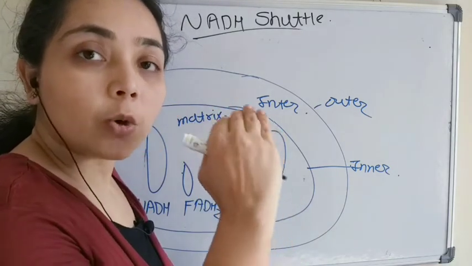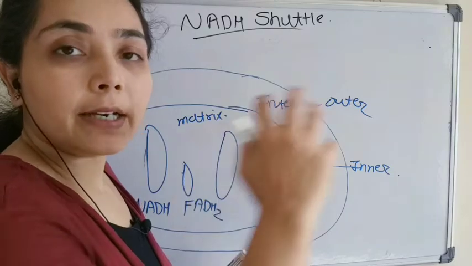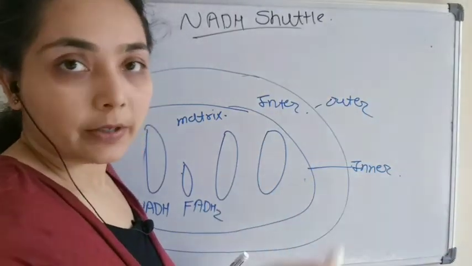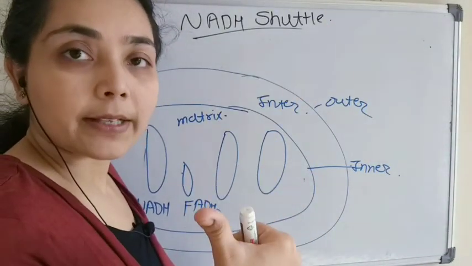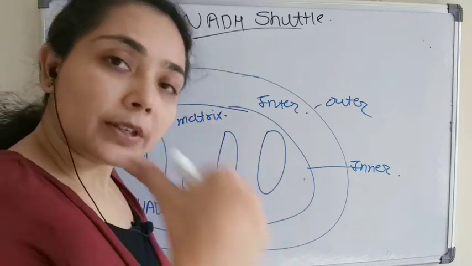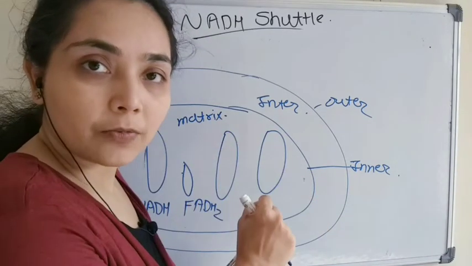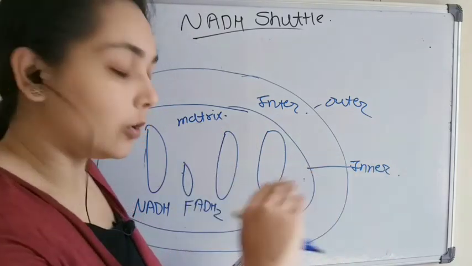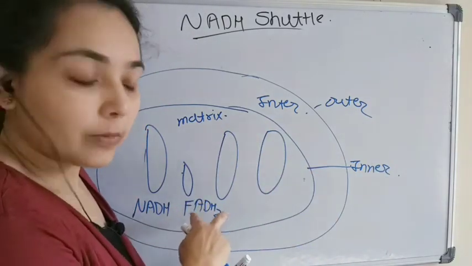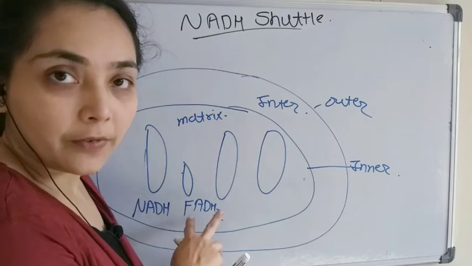So there is no need to transport this NADH from anywhere. If we take the example of the TCA cycle, both the TCA cycle and the electron transport chain take place in the matrix of mitochondria. So there is no need to transport these reducing agents from anywhere.